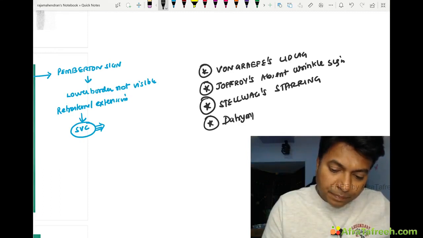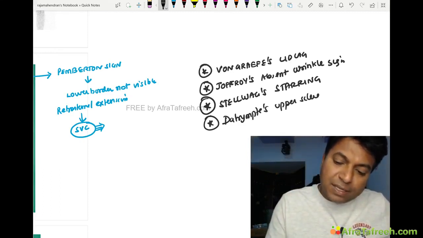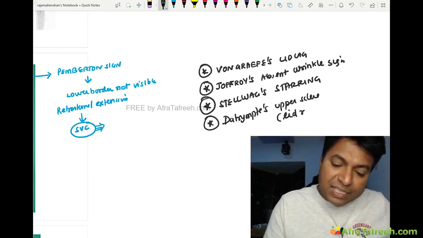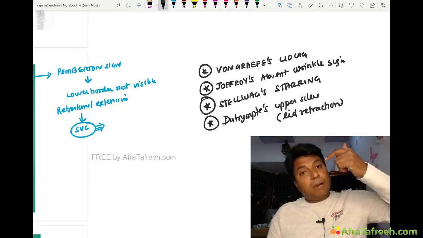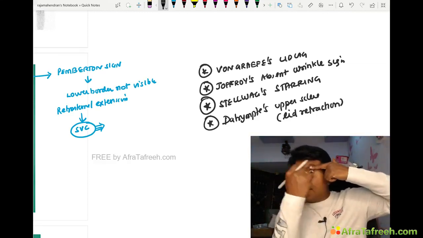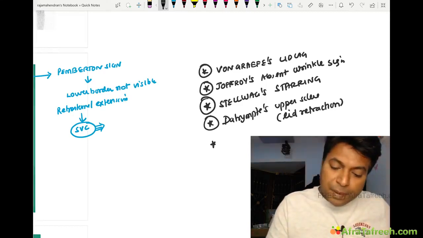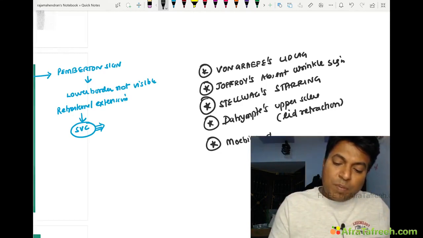Dalrymple: upper sclera sign. Remember it like that. Upper sclera is nothing but the lid retraction sign. Because of the upper lid retraction, I am seeing the upper sclera. That is Dalrymple. Then the last sign you should remember is Mobius, the absent convergence sign. That's all.